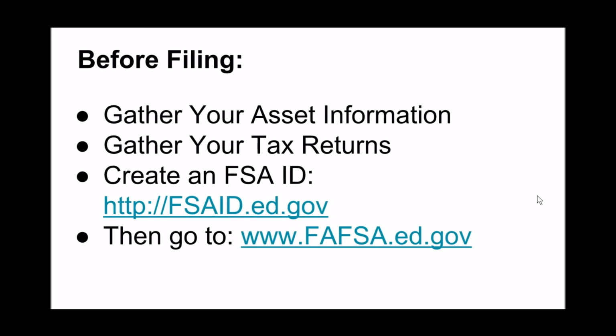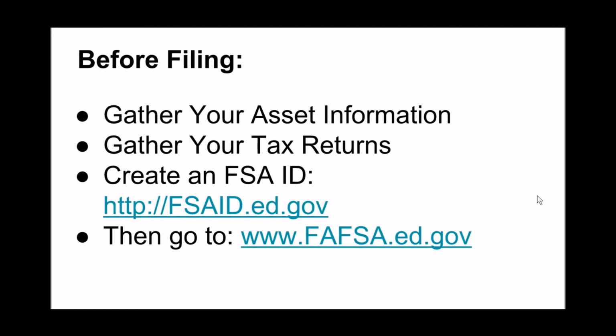Next, you want to create an FSA ID. And what's that? That becomes your online signature for federal financial aid forms. So you'll want to go to fsaid.ed.gov, and you'll need a signature for both the student and the parent. If you're a parent with more than one child, your signature is the same for all of the children you're going to apply for, and all of the children will need to have their own FSA IDs.